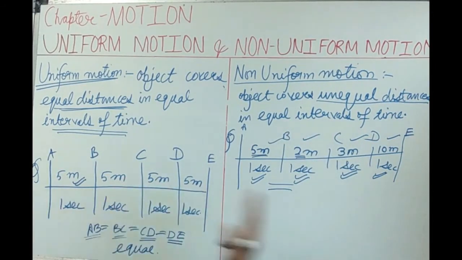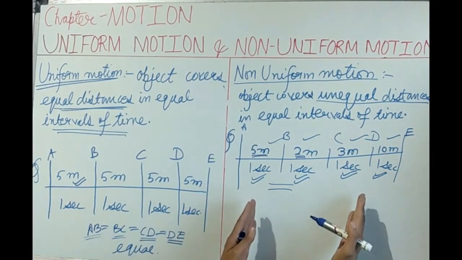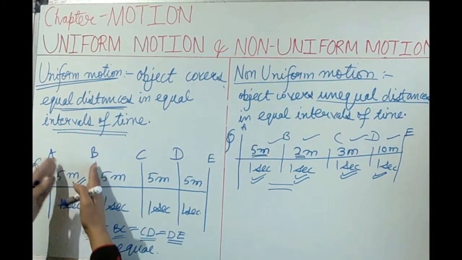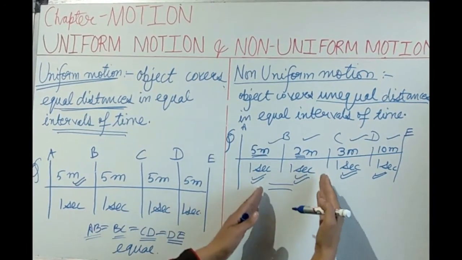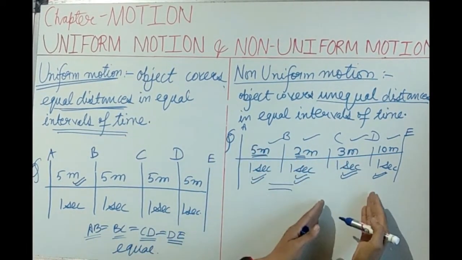Now you can compare both these sides. Here we have discussed uniform motion and here we are discussing non-uniform motion. Here the object was covering equal distances in equal intervals of time. Here the object is covering unequal distances in equal intervals of time.